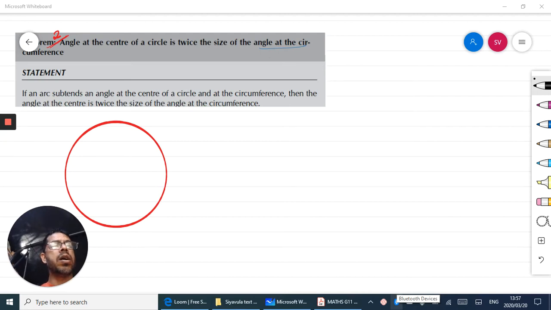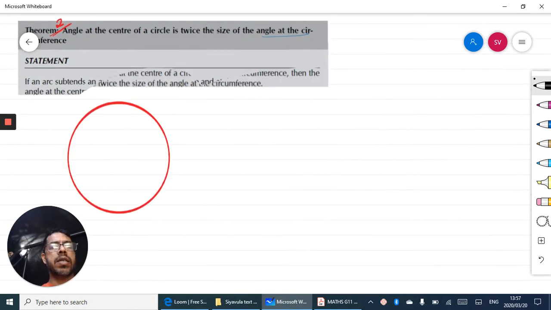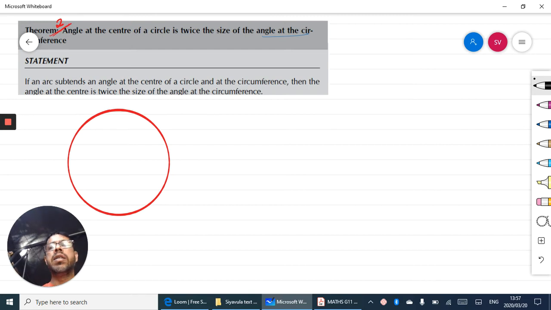Boys and girls. Today we are going to talk about theorem number 2 of circle geometry, which says angle at the center is twice angle at the circumference.